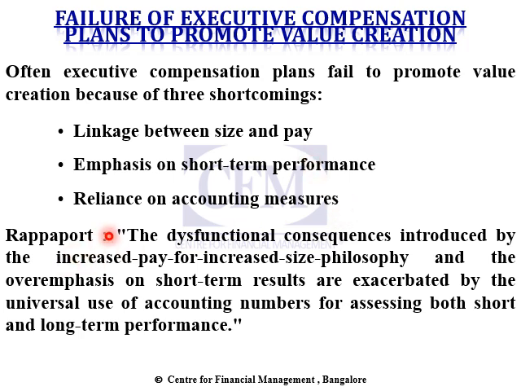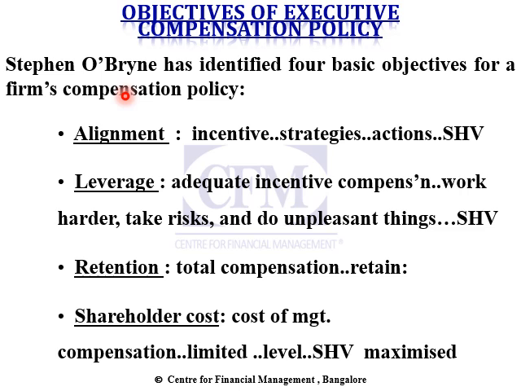As Rappaport says, the dysfunctional consequences introduced by the increased pay for increased size philosophy and the overemphasis on short-term results are exacerbated by the universal use of accounting measures for assessing both short and long-term performance. Stephen O'Brien, an international authority on executive compensation, has identified 4 basic objectives for a firm's compensation policy.